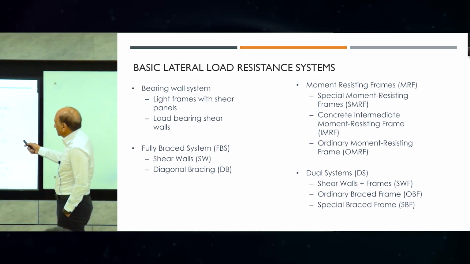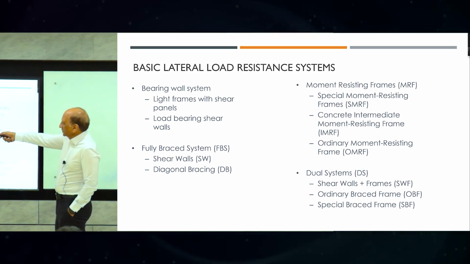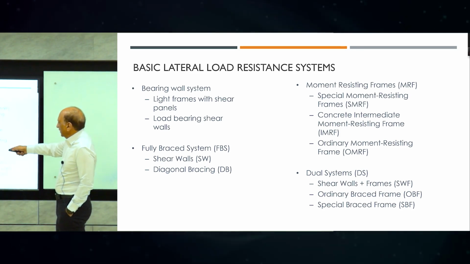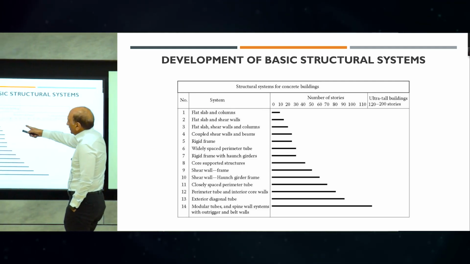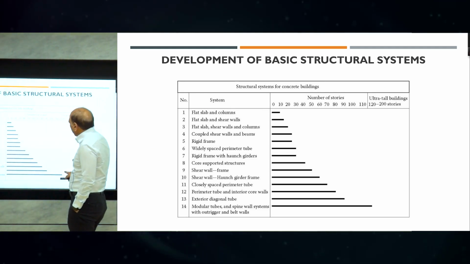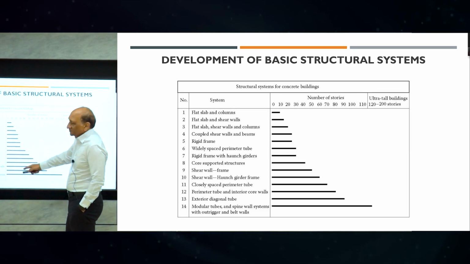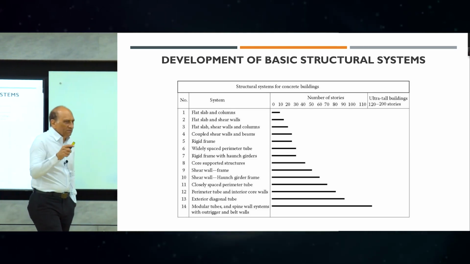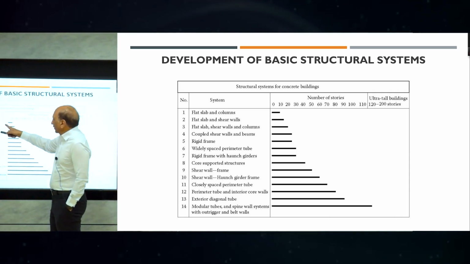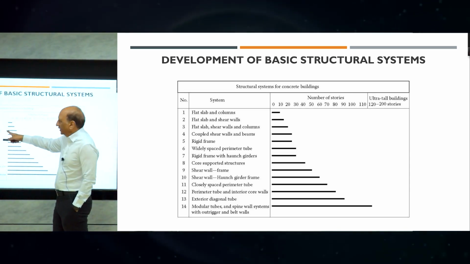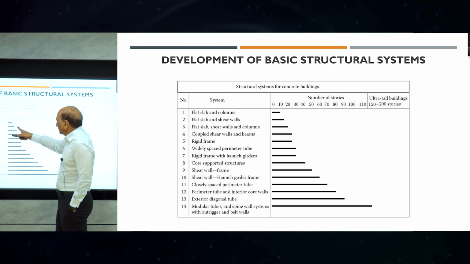So based on that code, we have bearing wall systems, fully braced systems, moment resisting frames, and dual system. Let's talk about them one by one. So this is the story limit of the different systems developed by some. It's not an absolute limit, just an idea. For example, flat slab and columns, less than 10 stories. Flat slab and shear walls, 20.